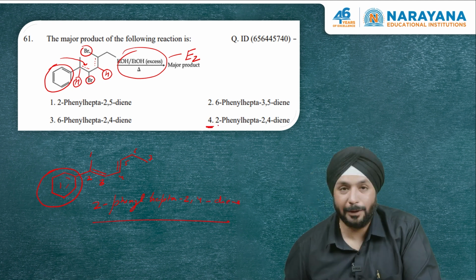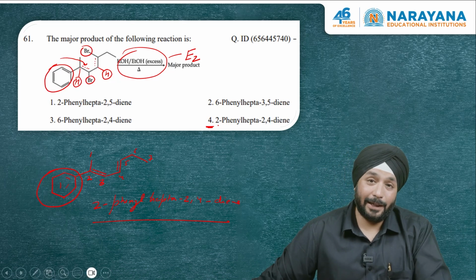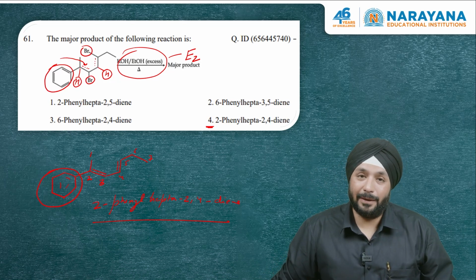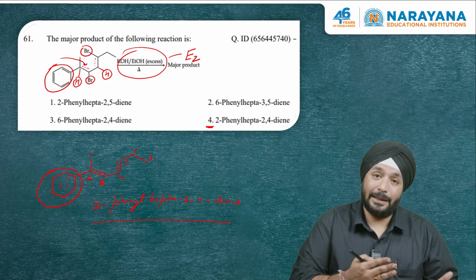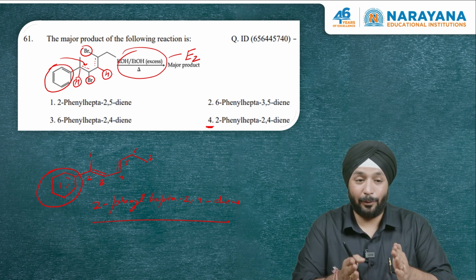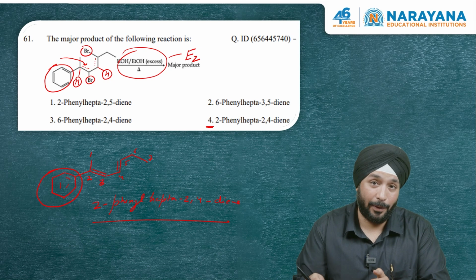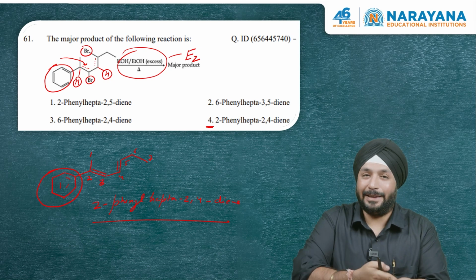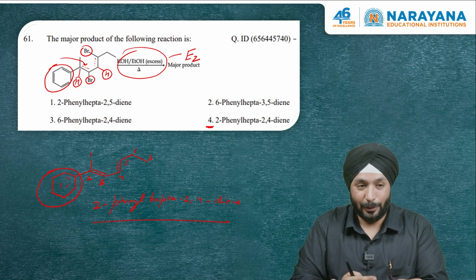Clearly option number 4. So it's a very nice question, and I like this question because without forming the initial pi bond you cannot find the stable position of the other pi bond. So yeah, you have to do elimination step by step, where you have to find out where the elimination takes place initially, right? So we'll move ahead.